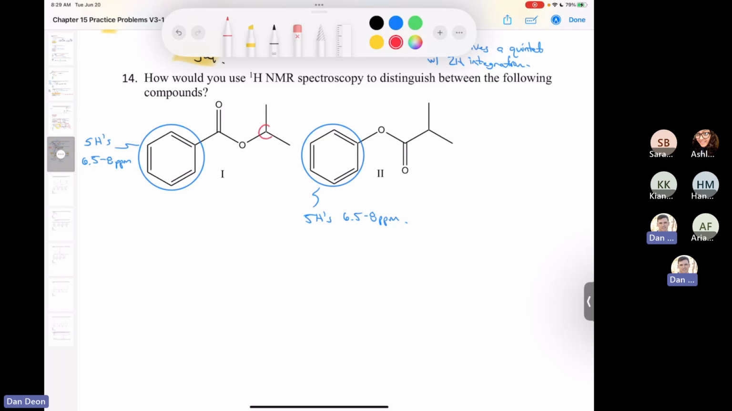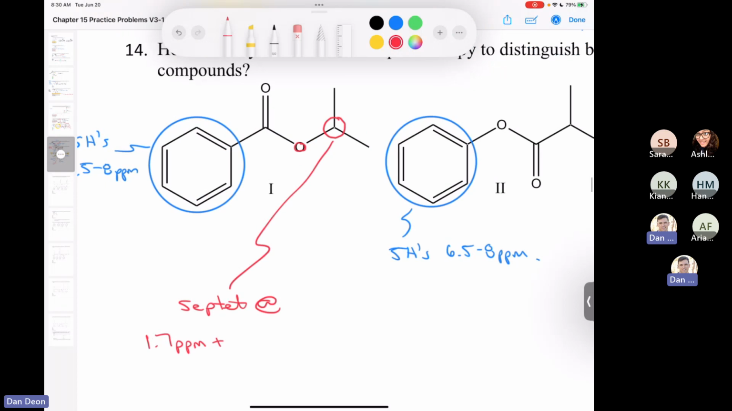Because if you look at the methine here, that's going to give us a septet, right? Septet because of n plus 1, 6 plus 1. But what's the chemical shift going to be? We'll put here septet at. We start with the baseline for a methine, which is 1.7 parts per million. And how many are we going to add if it's attached to this oxygen that I have in red? Could anybody remind me of that?